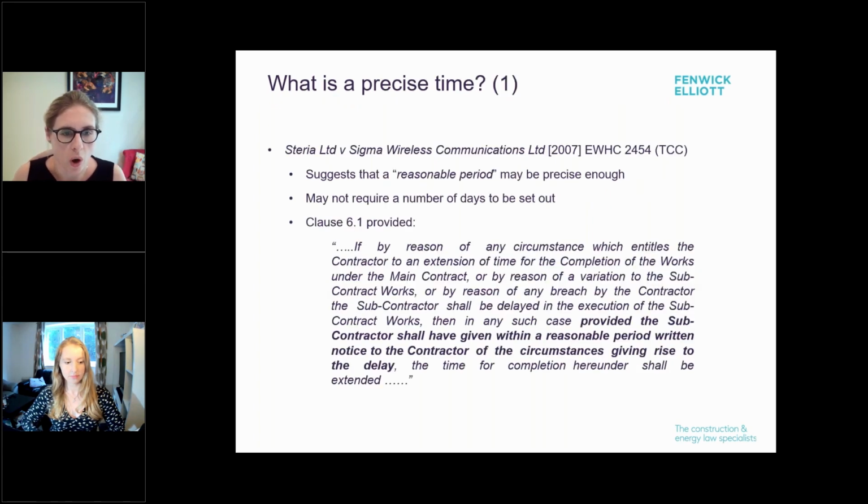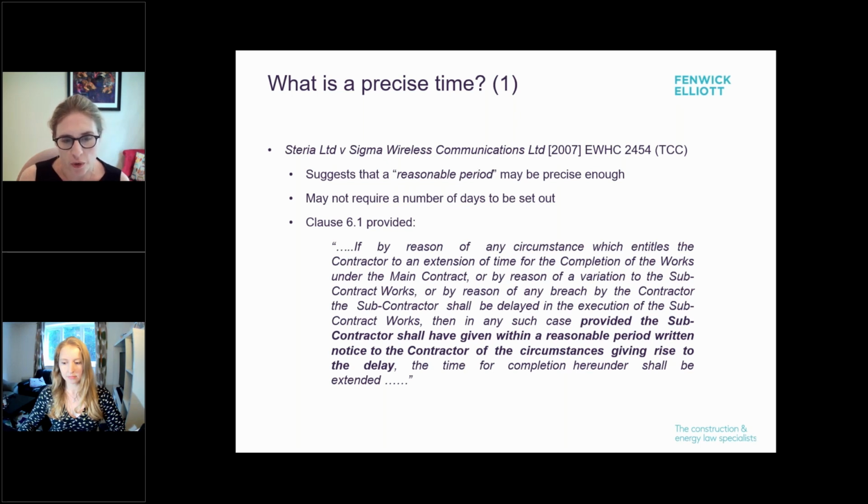So just moving on, what is a precise time? If you look at the case of Stereo versus Sigma, that suggests that a reasonable period may be precise enough for the purposes of having a precise time. You might not need a specific number of days to be set out in your clause for it to be a valid time bar provision.